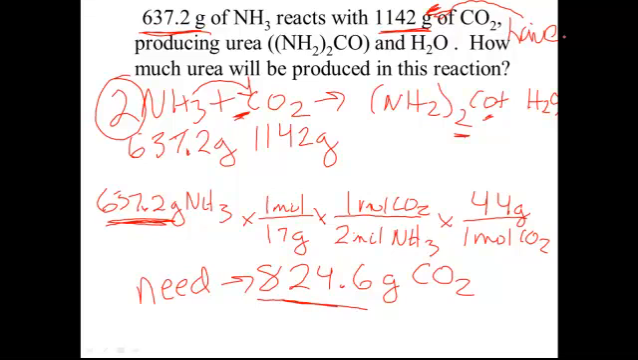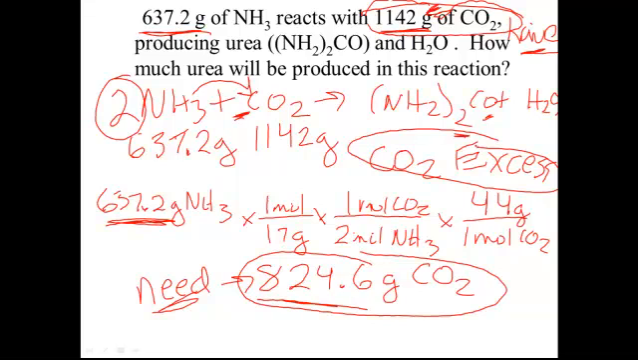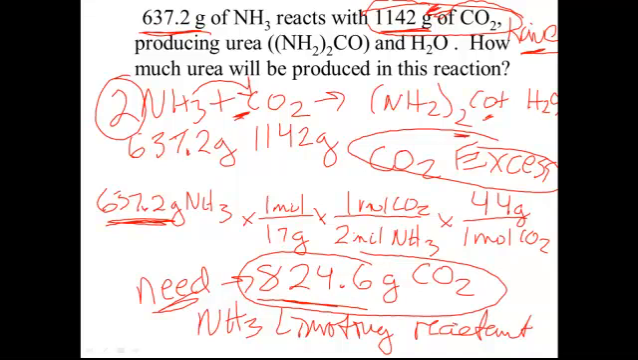So we need to compare our have with our need. I only need 824.6 grams of CO2, but I actually have 1,142 grams of CO2. I have a lot more than what I need. So therefore, we have extra CO2. If we have extra, that tells us that CO2 is the excess reactant, whereas if that's the excess reactant, then NH3 must be the limiting reactant or reagent or whatever they want to call it. Okay?